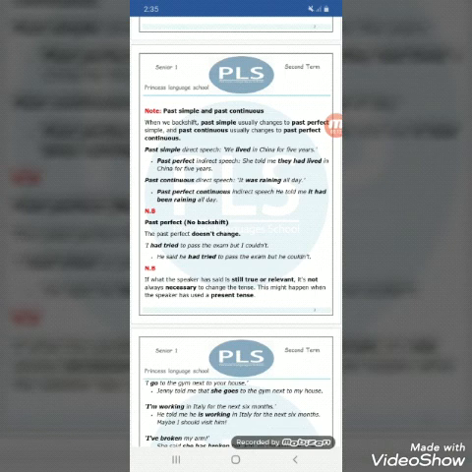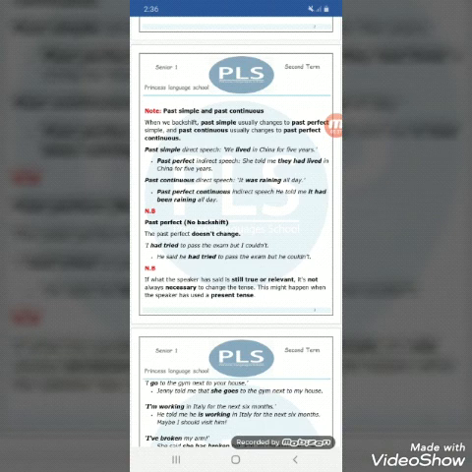But we have a very important NB. The past perfect has no backshift. If I already have the past perfect tense in the direct speech, the indirect speech will also be past perfect. Like the example here. "I had tried to pass the exam, but I couldn't." He said he had tried to pass the exam, but he couldn't.